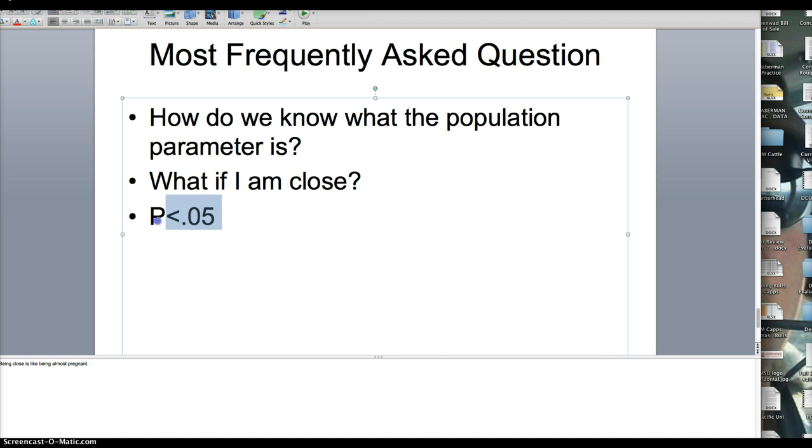So this p-value is our magical value. People say, well, what if I'm close? What is 0.051? Well, being significant is like being pregnant. You can't be almost pregnant. Either you are or you aren't. This is either statistically significant or it's not.